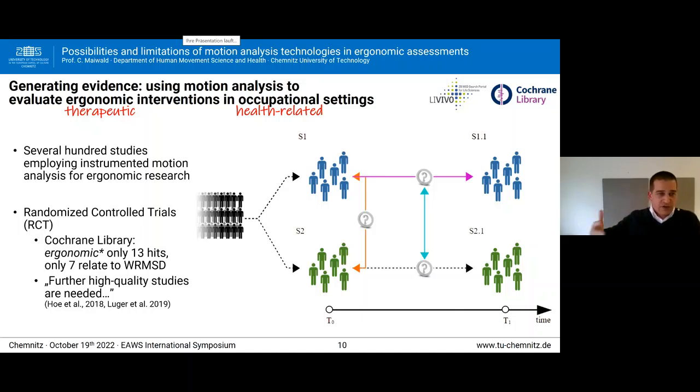Ergonomic interventions translate, at least from their methodological aspects in occupational settings, perfectly to a therapeutic or medical scenario. The research idea behind this is exactly the same. And the message from all these reviews, there are not many, but every single review states that we need further high quality studies to safely address the question whether or not these interventions are first effective and second safe.